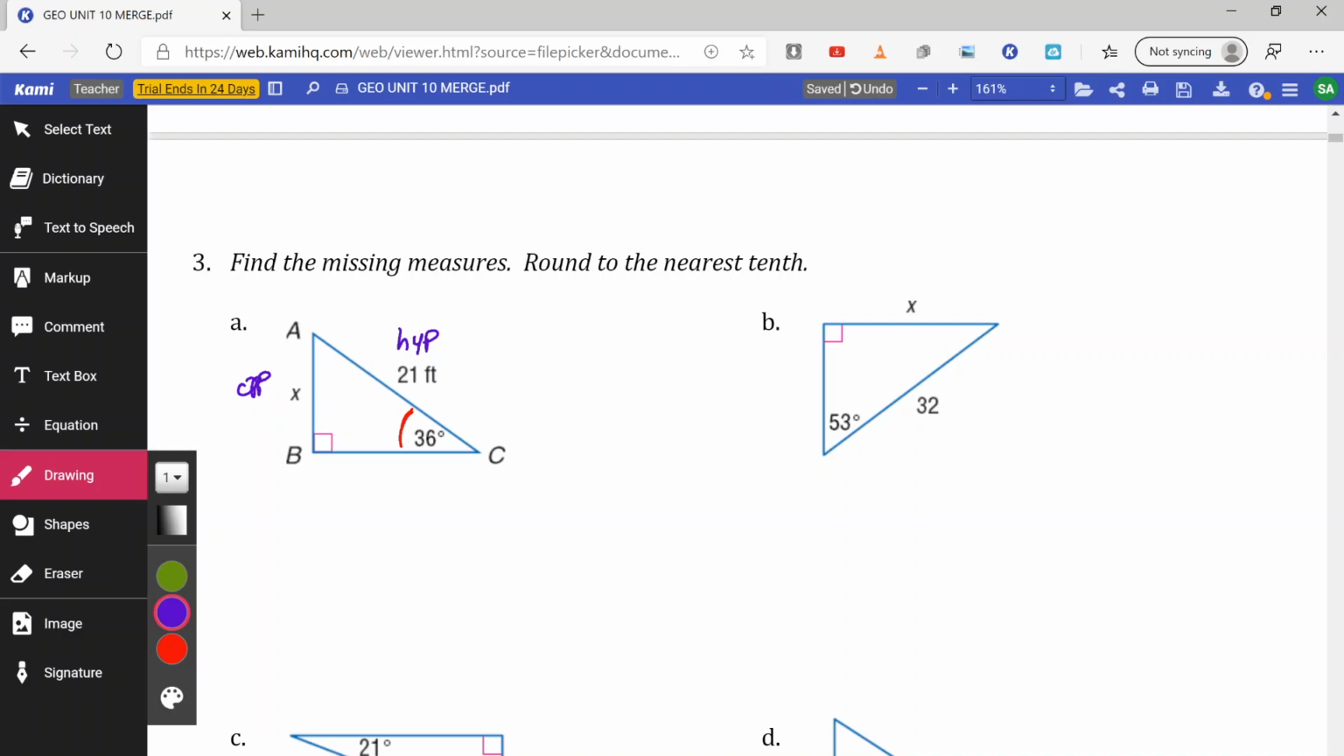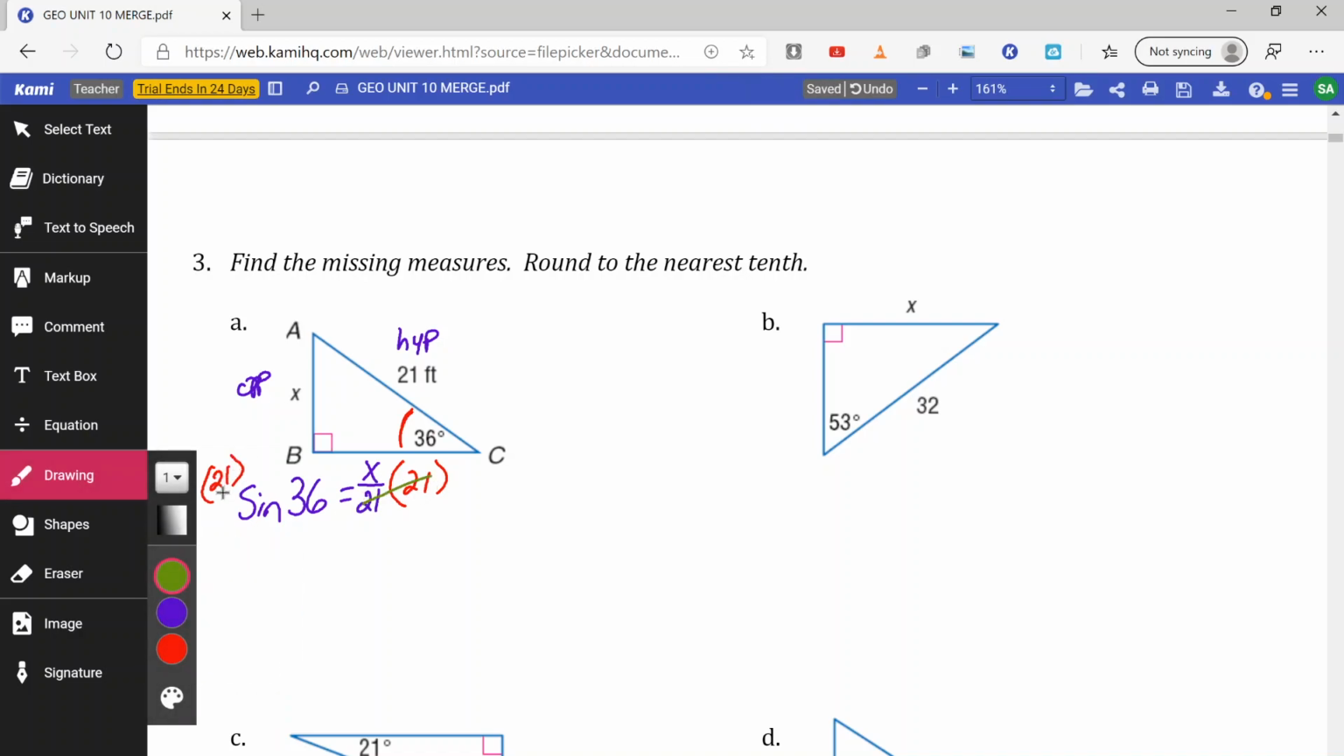Therefore, I can say sine. Sine is opposite over hypotenuse. So we have the sine of our angle measurement, 36, is equal to our side ratios. Opposite is x over 21. And again, we're solving for x. So how do I do that? Well, I want to get x by itself. Here we're dividing by 21. So we'll multiply by 21 to cancel out, and we'll do it to both sides. So the 21s will cancel out.